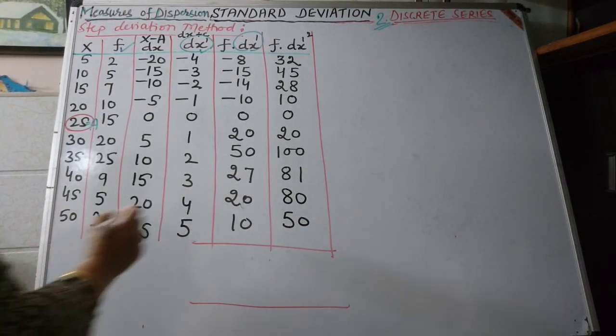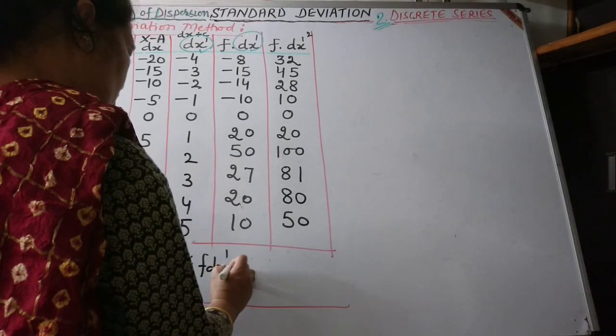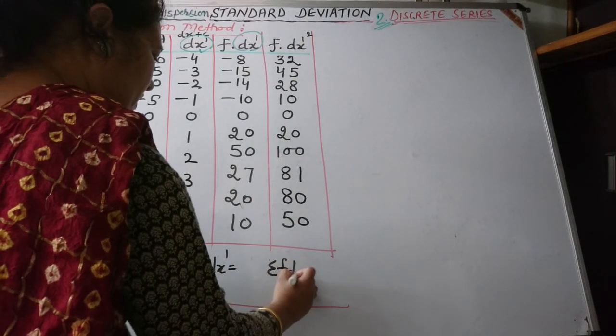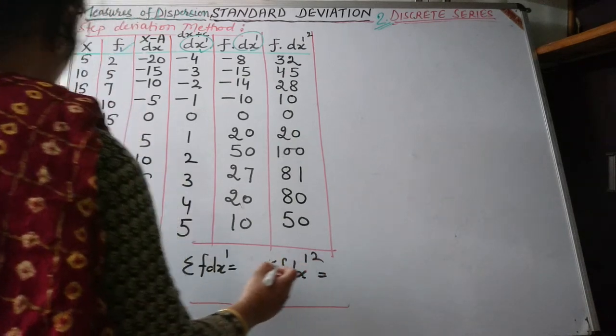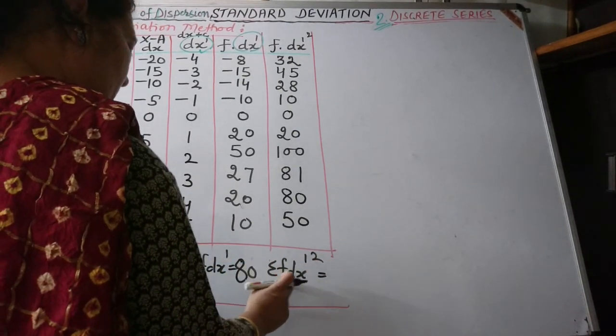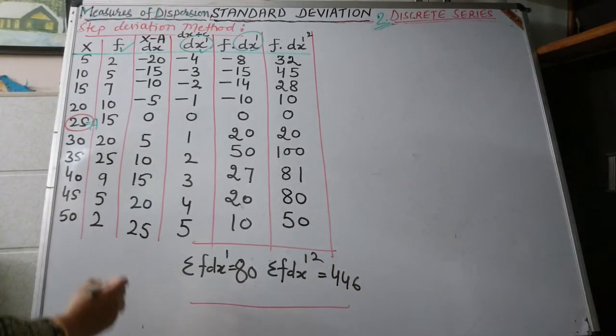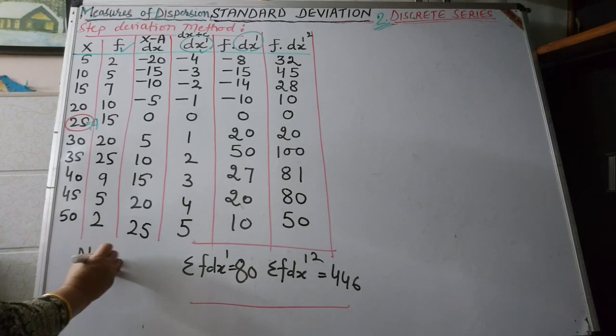So let us write down the summations: sigma f dx dash is equal to 80, and sigma f dx dash square is 446, and the value of n is equal to 100.